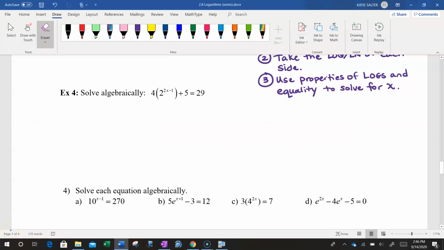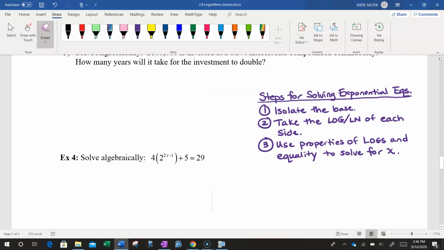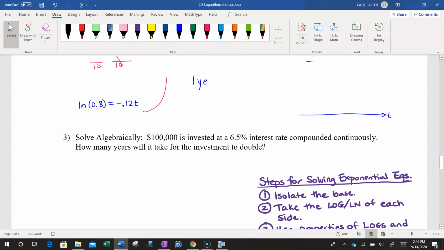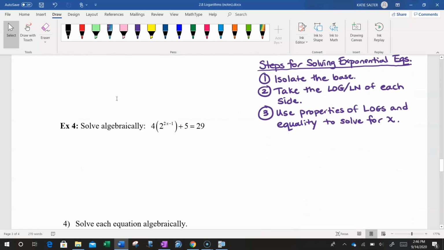Okay, so going down to example 4, we are now solving exponential equations. And actually what we just did above with our fish problem, we were solving exponential equations. This is an exponential equation. And the first step in solving any exponential equation is get the base by itself. Folks, how we know this is an exponential equation is because the variable is in the exponent. So that's where we're going to start with this. We're going to start by subtracting 5 from each side, which gives us 4 times 2 raised to the 2x minus 1 is equal to 24. We would then divide each side by 4.